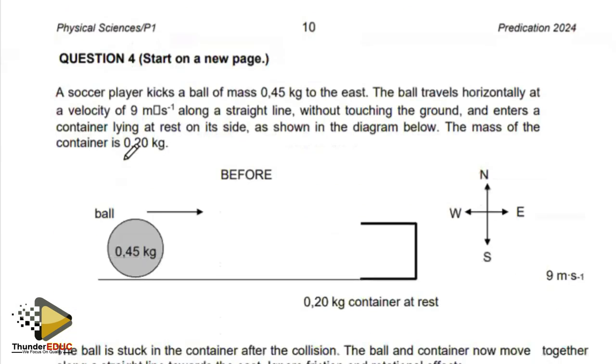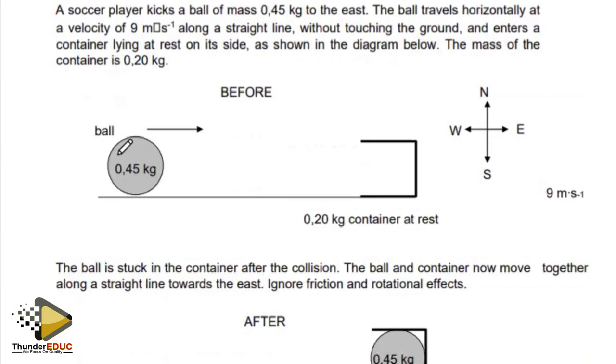All right, then question number 4. This is momentum. We also looked at it. They're telling us that a soccer player kicks the ball of mass 0.45 kilograms to the east. The ball travels horizontally at a velocity of 9 meters per second along a straight line without touching the ground, and enters the container lying at rest. The soccer player should be a star, that's magic. The mass of the container is 0.2 kilograms.